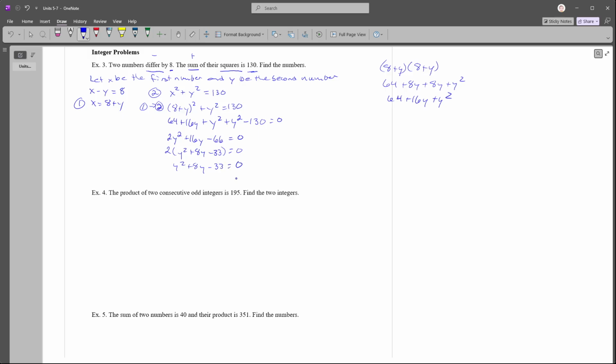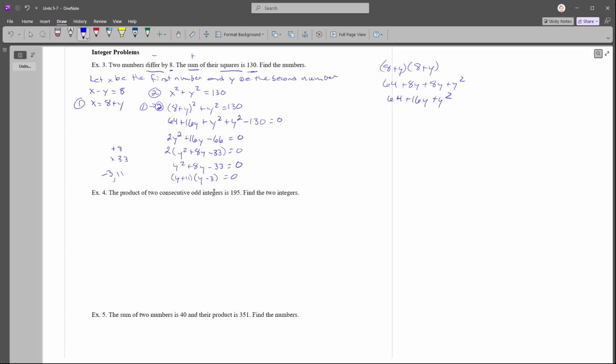Now I have to decide, can I factor this, or should I use the quadratic formula? So are there two numbers that add to 8 and multiply to 33? There actually is, a pretty easy one, 33, so that's 3 and 11. If I look at this, they differ, and the biggest one is positive, so that means the 3 is negative. So I have y plus 11 and y minus 3 is equal to 0.